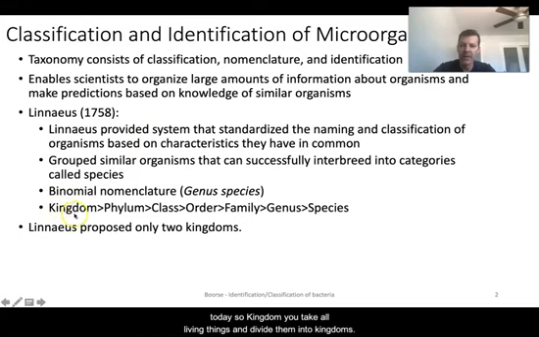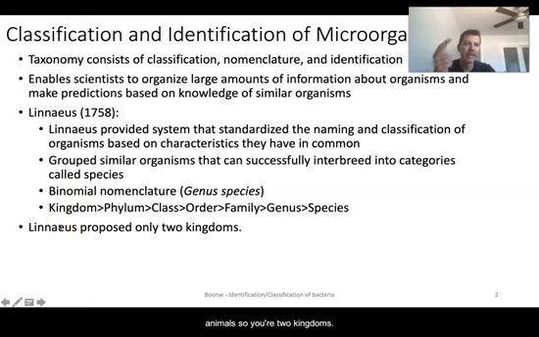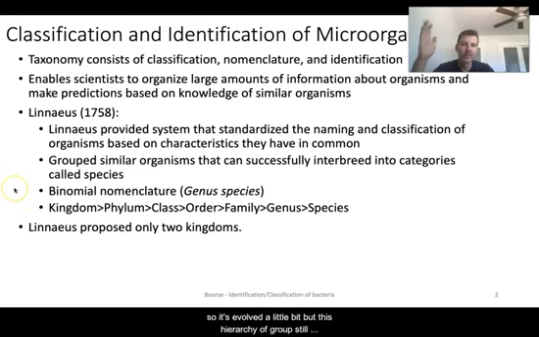So kingdom: you can take all living things and divide them into kingdoms. When Linnaeus did this, he only recognized plants and animals. So you had two kingdoms. We now know that we can break them down further, and so it's evolved a little bit, but this hierarchy of groups still exists today.